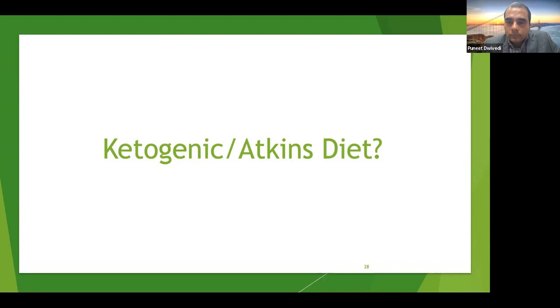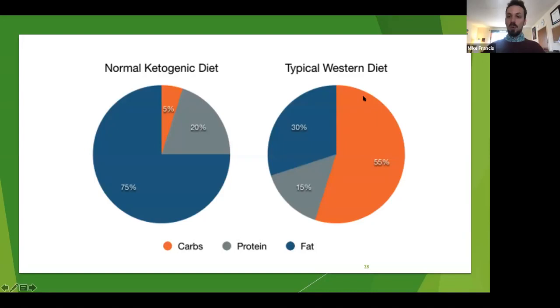Well, let's talk about the keto diet, since I think a lot of people were interested in this. In terms of macronutrient distribution, the normal Western diet is about 50% carbs, about 15% protein, and about 30% fat. When you go on a keto diet, the main part of it is that you reduce your carbohydrate intake to about 5 to 10% of your caloric intake. And that allows your body, as I just described, to go into a state of ketosis, where it's primarily relying on fat as a source of energy.